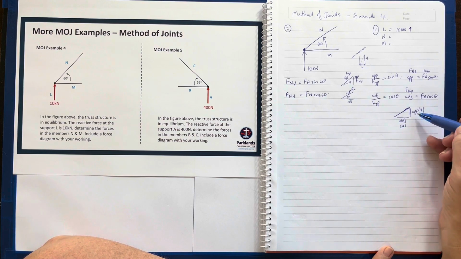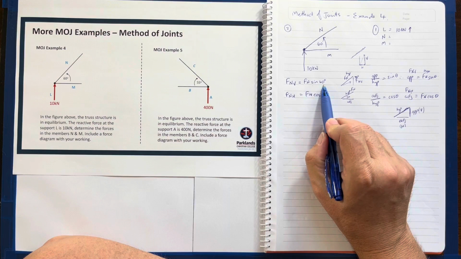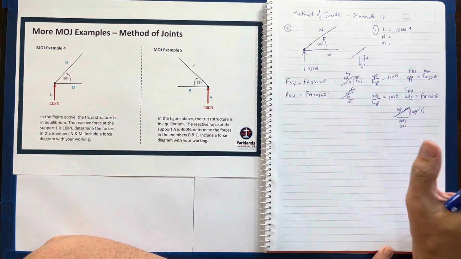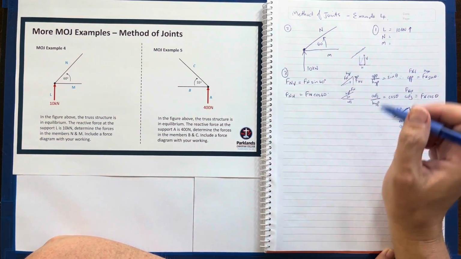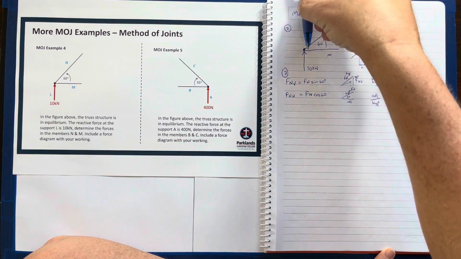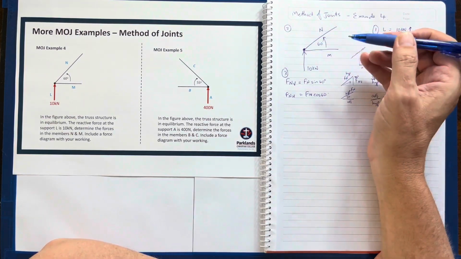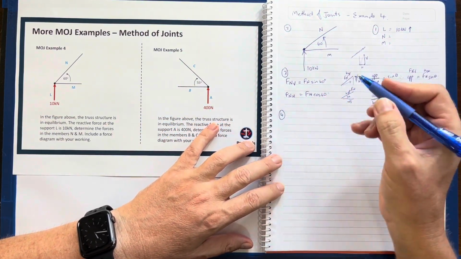And you can see I've already got opposite over the hypotenuse is sine 60, and I'll leave it like that for now. That's normally my step number 3. I resolved that angled load and made it either vertical or horizontal, so I can solve for it around that joint. Now let's solve around that joint.